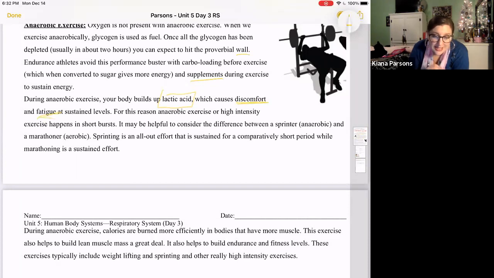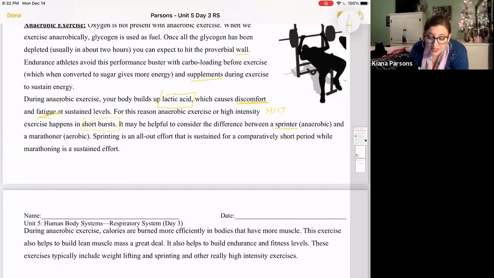During anaerobic exercise, however, your body builds up this compound lactic acid, and this causes discomfort and fatigue at sustained levels, which we're going to observe in the Making Connections lab. For this reason, anaerobic exercise, or high intensity exercise, sometimes called high intensity interval training, happens in short bursts, like, for example, sprinting.